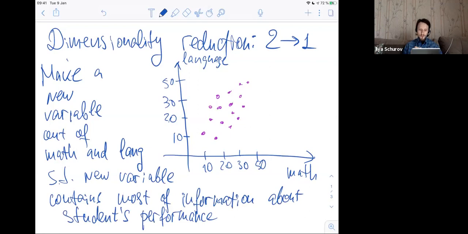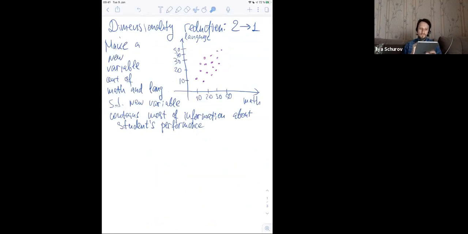For example, we see from this picture that there is some correlation between math and language. So if we see a student with a large grade in math, we understand that the student's grade in language is also rather high. Oops, here should be 40. And vice versa, if we see that language is large, then we see that math should also be large. So probably we can use just one of these grades, for example, math, to include into our certificate. We can try just to use math.